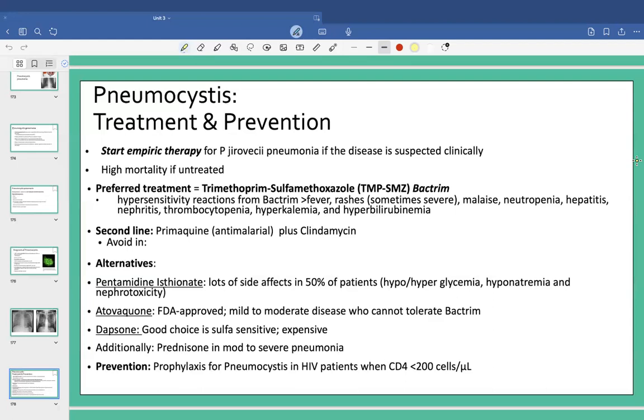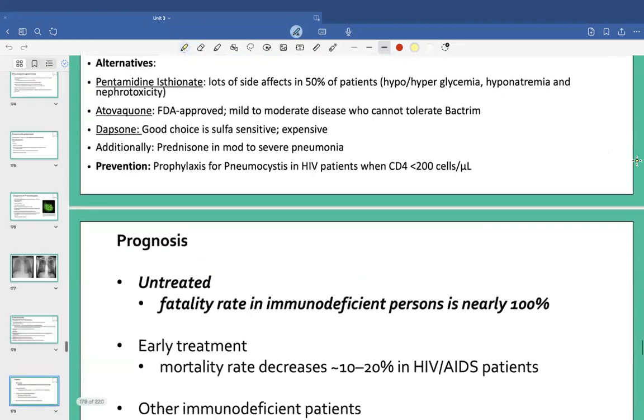Prophylaxis: again, we're treating prophylactically in HIV patients, especially if your CD4 count is less than 200. Prognosis: fatal if it's left untreated.